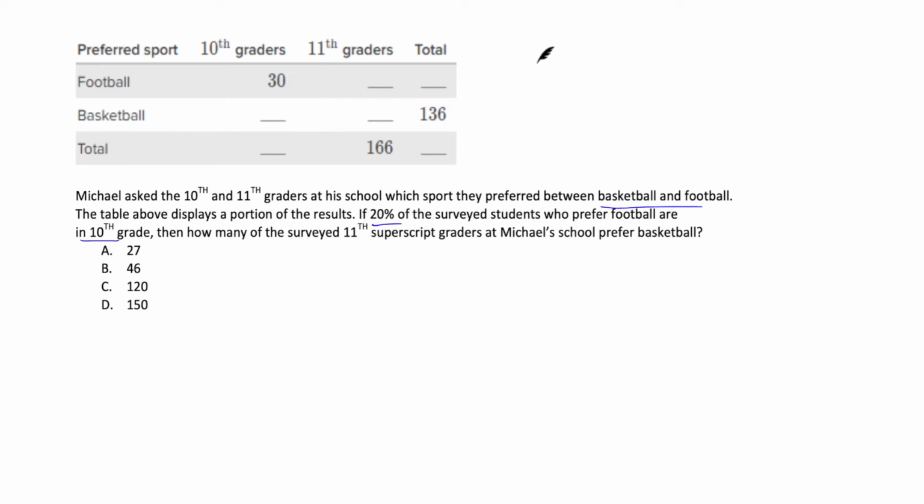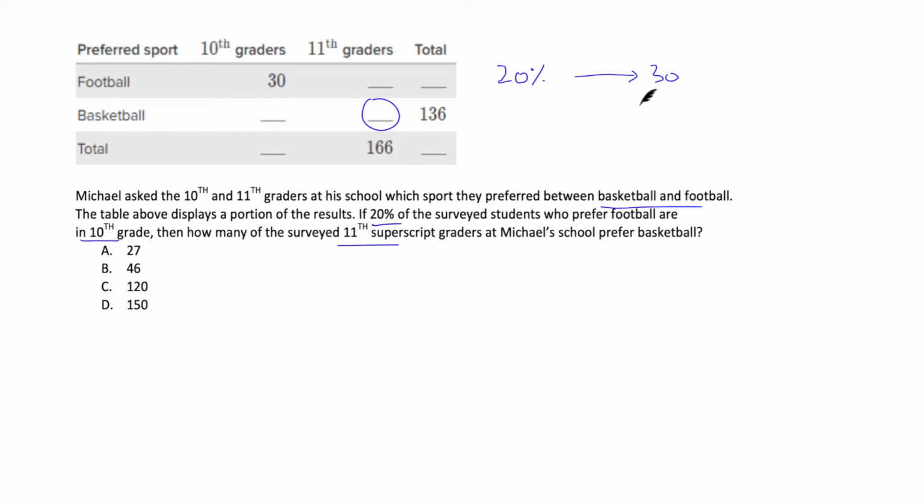If 20% of the surveyed students who prefer football are in 10th grade, so 20% who prefer football are in 10th grade, this number basically represents 20%. Let me write it here. 20% represents 30, because this is important. Then how many of the surveyed 11th graders at Michael's school prefer basketball? 11th graders and basketball. This is our target answer. This is what we are looking at.